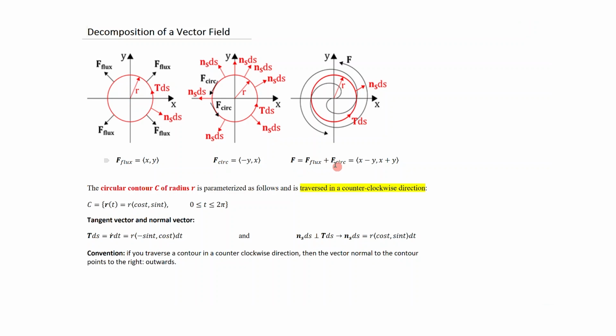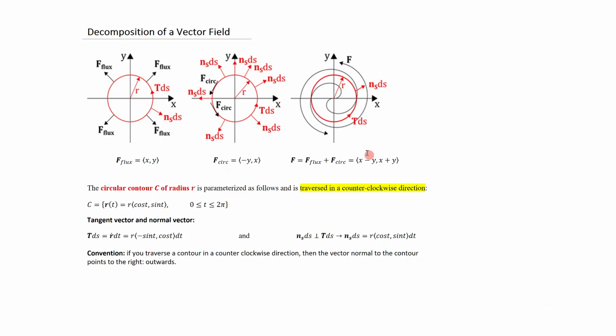So the total field can be represented by the superposition of two fields with totally different properties. One of them we associate with a source, and another one we associate with rotation. We've just added these together to produce this total field here.